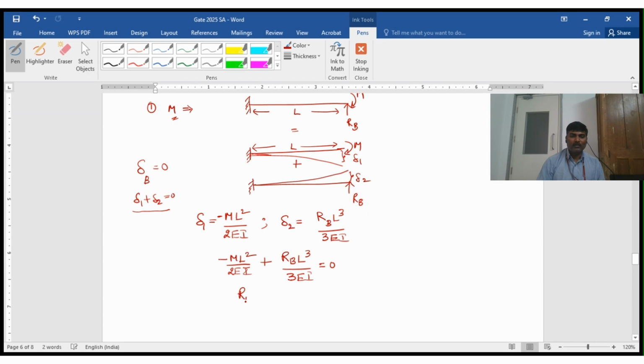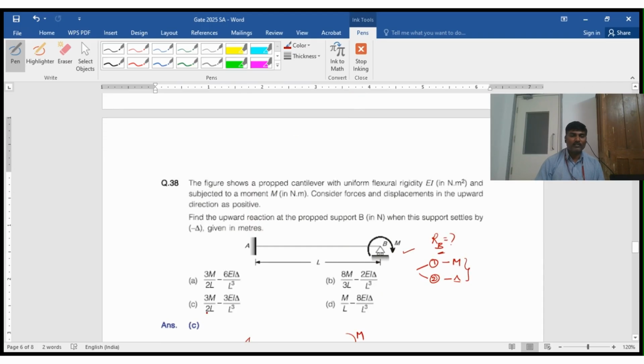Solving for this, RB L cube by 3EI will be equal to ML square by 2EI. So EI gets cancelled, L square goes, L will remain here. So now RB is equal to, so 3 goes to the right hand side, 3M by 2, and L remains here, so send L to the right hand side. So this is the reaction contribution from the moment. When you apply a moment, the reaction will be 3M by 2L, which is upward. If you see the answers that are given, there is an answer C where 3M by 2L is the part from the moment, the reaction from the moment. Now let us continue.